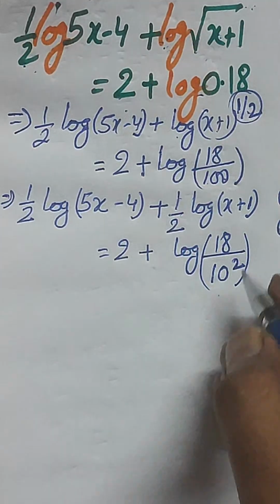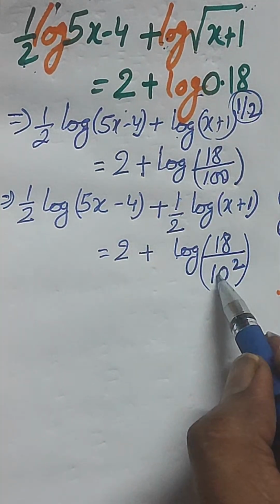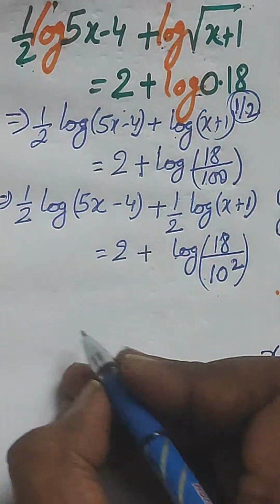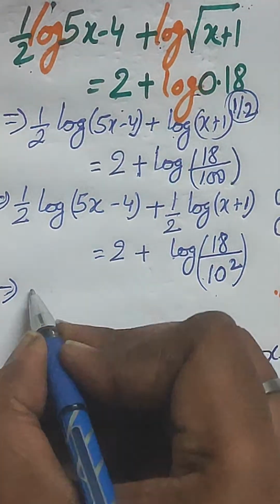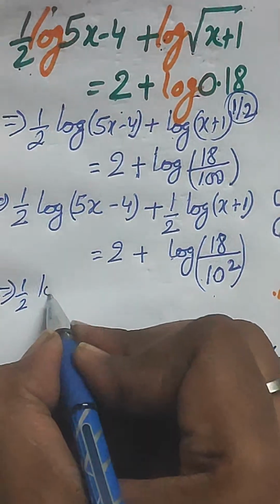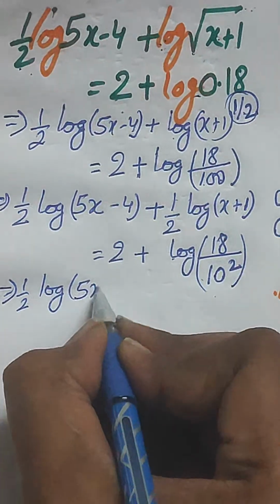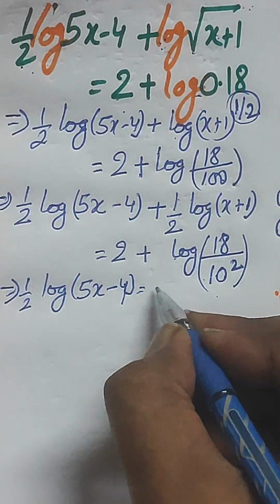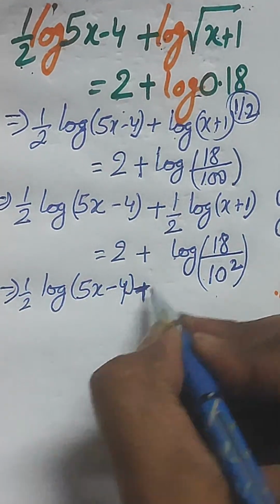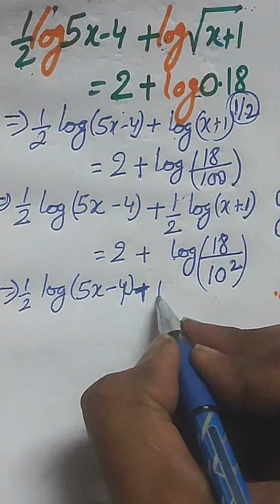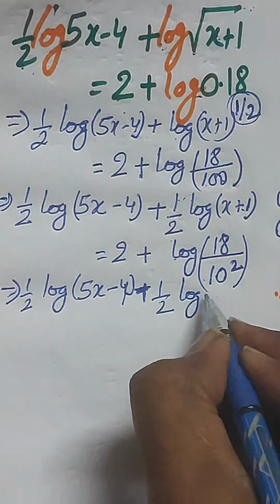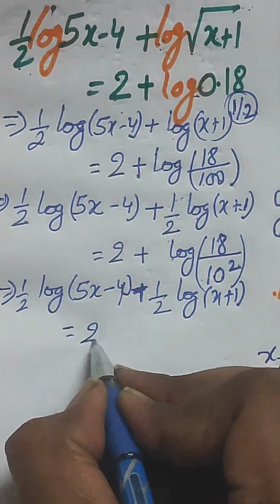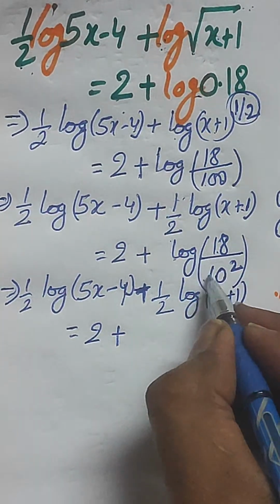And in the next step what we will do, log a divided by b can be written as log a minus log b, right? So in the next step, half of the first term will be carried forward as it is, log of 5x minus 4, plus half of log x plus 1, the second term, and in the RHS we have 2 plus log 18 by 10 square.